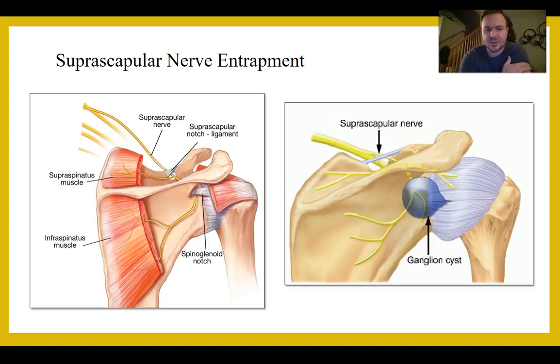Picture on the left is just another picture of the anatomy of the suprascapular nerve and where it traverses. And the picture on the right is a posterior capsular/labral tear that's created this cyst. And it's compressing the suprascapular nerve at the spinoglenoid notch, so the infraspinatus would be affected.